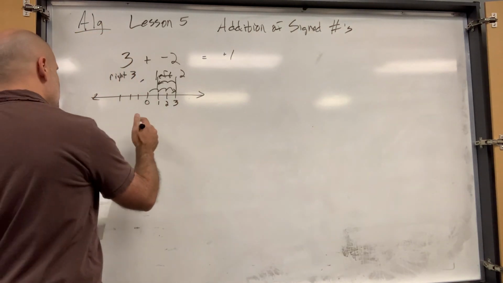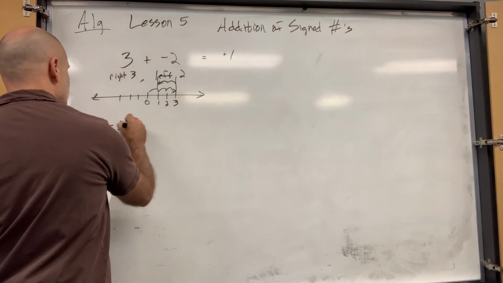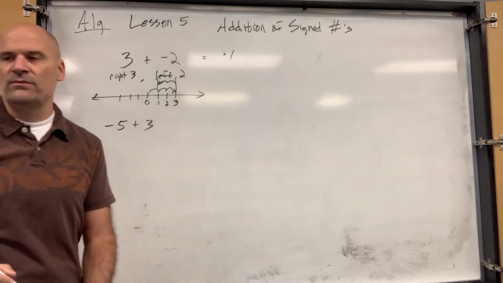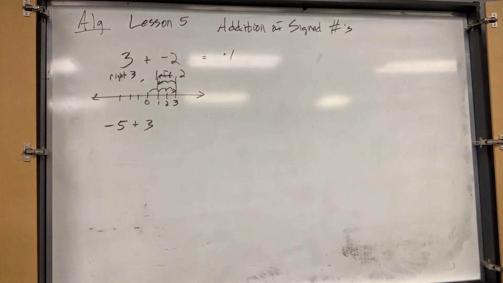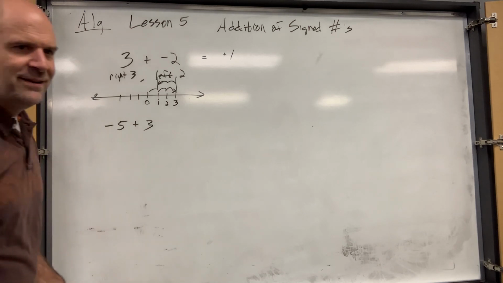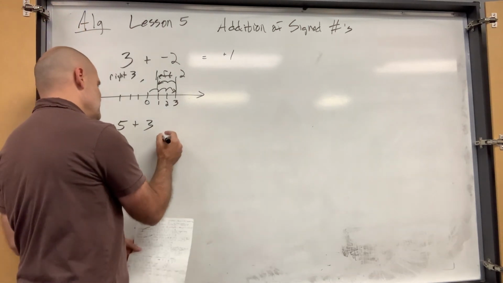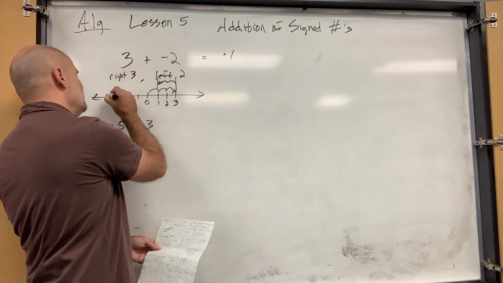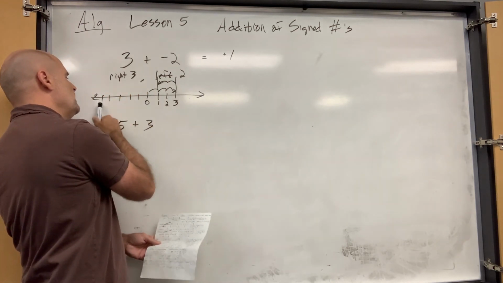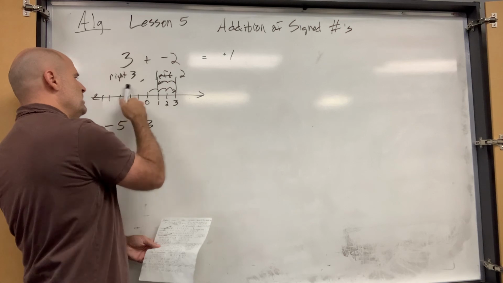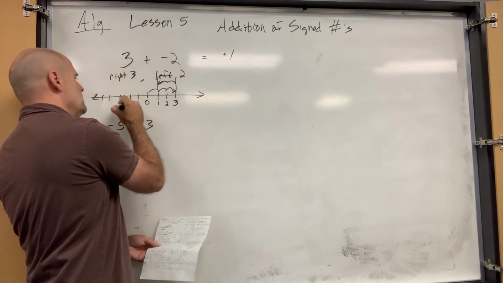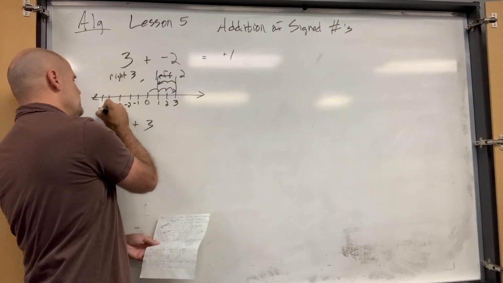Okay, so negative 5 plus 3, you can use a number line if you want, but can you do this in your head? What's negative 5 plus 3? Negative 2, that's right. So you could go left 5 on the number line, 1, 2, 3, 4, 5, and then right 3, and then you end up at negative 2 there.